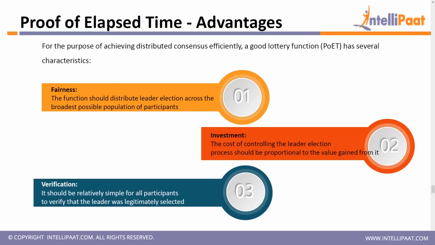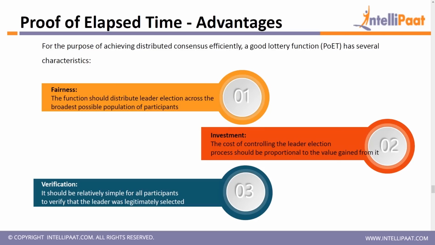For the purpose of achieving distributed consensus efficiently, a good lottery function like POET has several characteristics. Fairness. The function should distribute leader election across the broadest possible population of participants. Means all participants, validator nodes participating inside the validation and creation of new blocks, should be given a fair and equal chance in order to create a new block inside the blockchain. And that is being achieved by the proof of elapsed time algorithm.